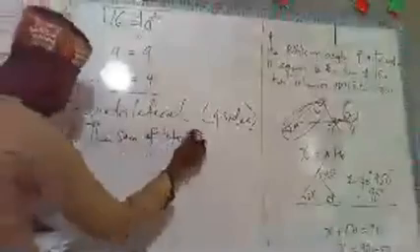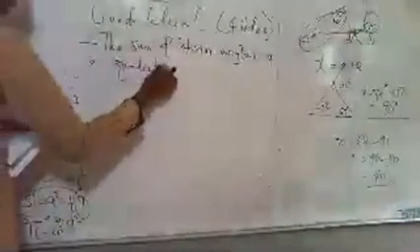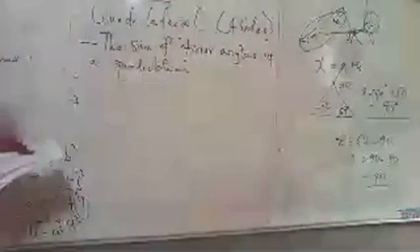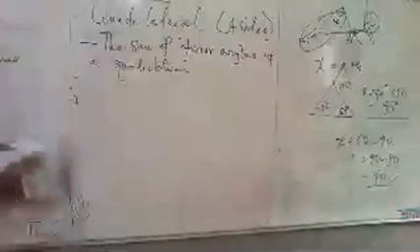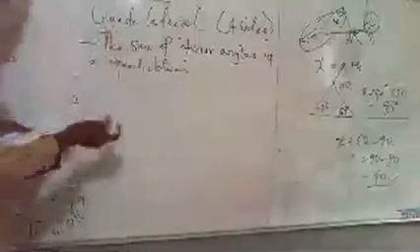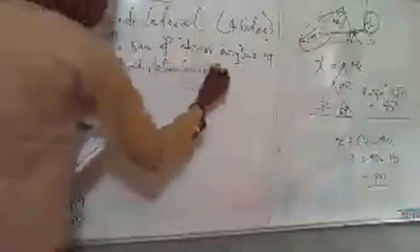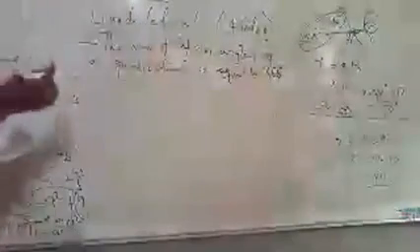interior, because we are dealing with interior and exterior angles. The sum of interior angles of a quadrilateral, be it square, trapezium, rhombus, parallelogram, kite, any 4-sided shape that is a quadrilateral, is equal to 360 degrees.